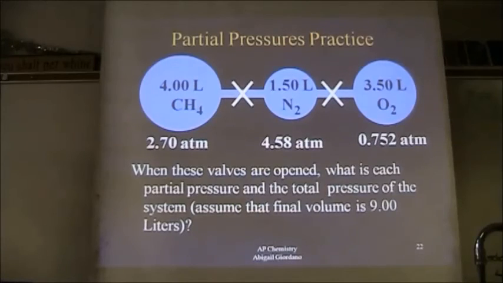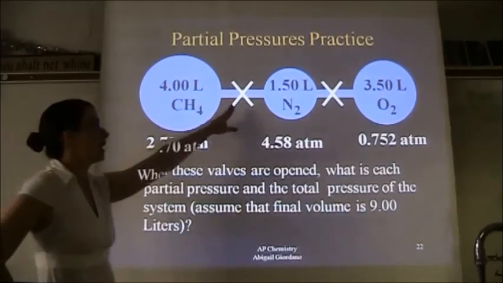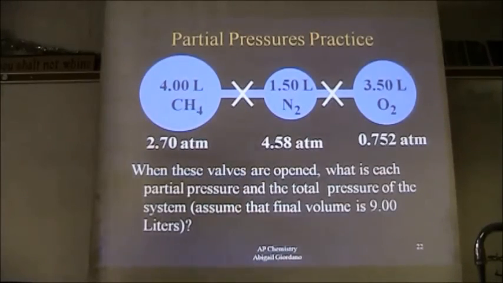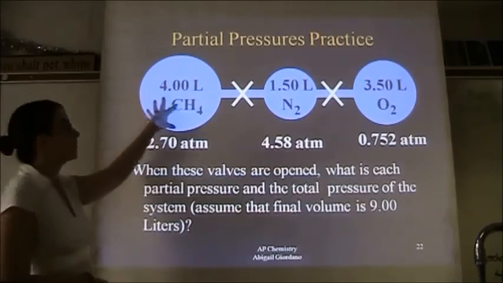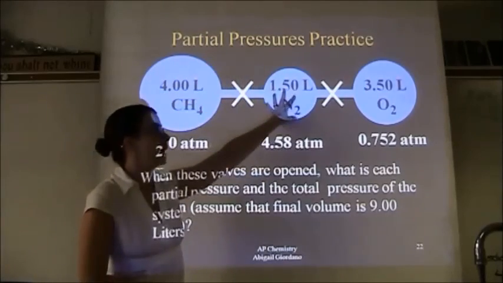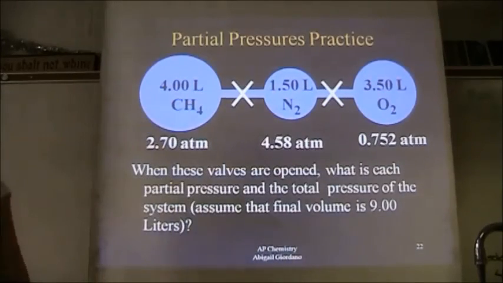So let me first help you understand what this picture even represents. What we have is a completely closed container. These X's represent valves, and right now those valves are closed. In this part of the container I have an amount of methane gas, nitrogen gas in this part of it, oxygen gas in that part of it. Right now they are completely separated from each other. I give you the volume of each gas.